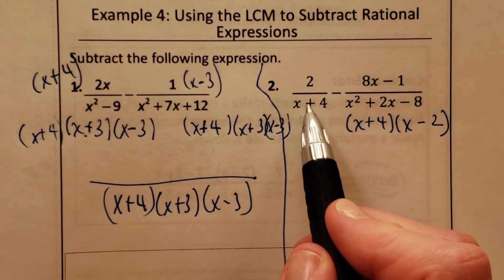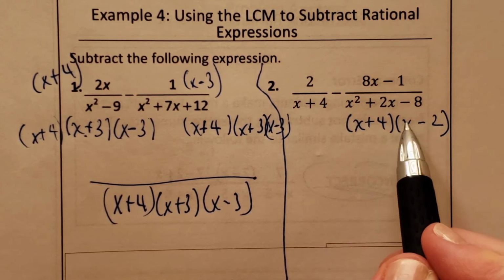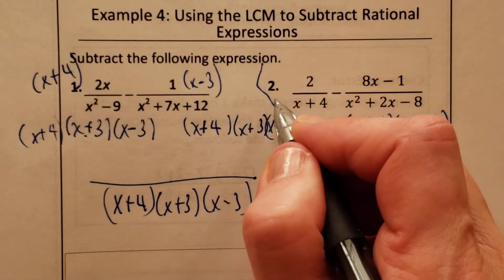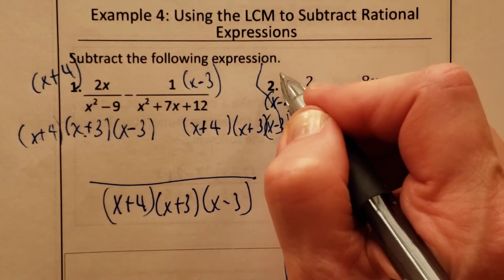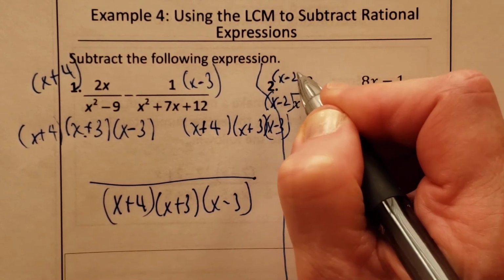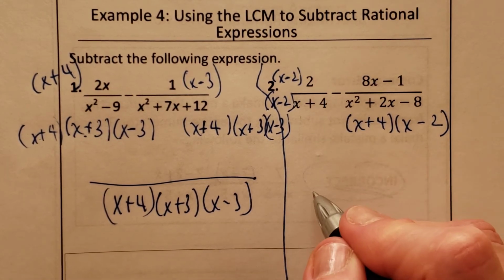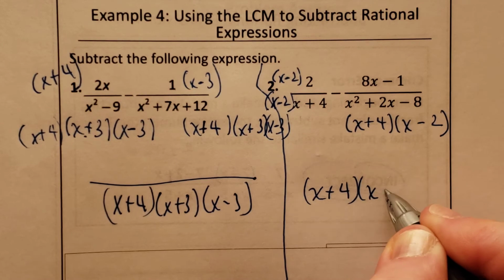All right, so now this one is one of the factors. So what am I missing? Well, I'm missing this part in the first fraction. I'm missing x minus 2. So I have to multiply by x minus 2. Whatever I multiply by on the bottom, I've got to multiply the same on the top. So my denominator is x plus 4, x minus 2.